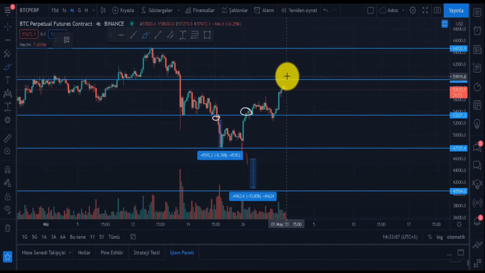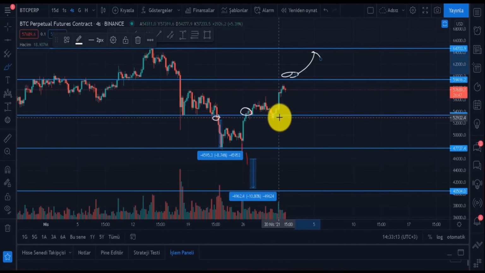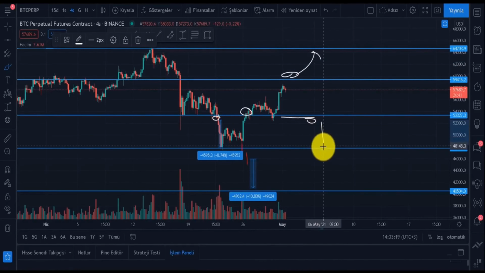Friends, look, we have reached this point. We closed 2 candles, and it is heading to the next support level on the 4-hour chart. For example, if we are below the support level and we close 2 candles here, we will move down to the next support.